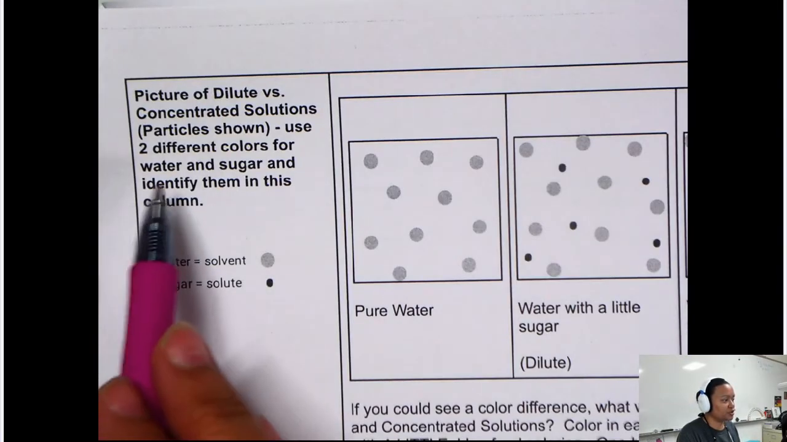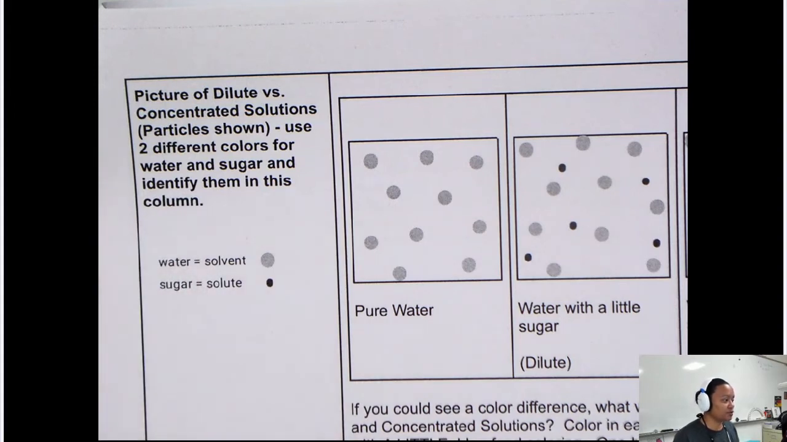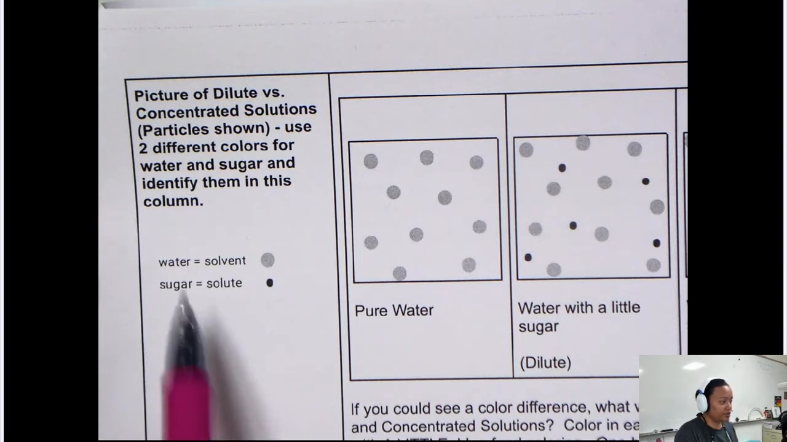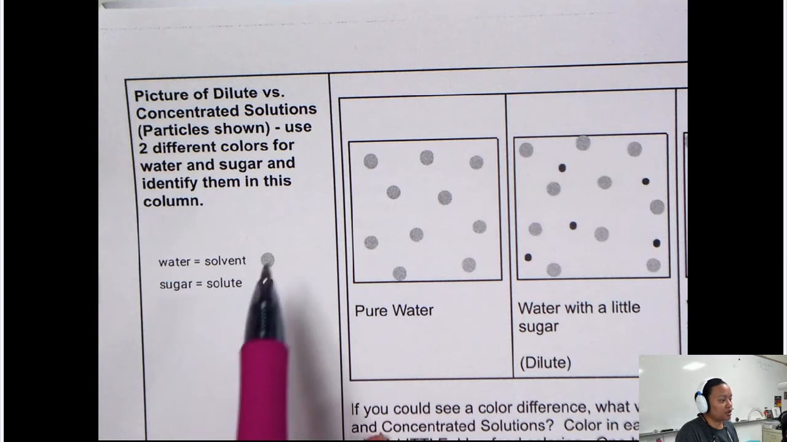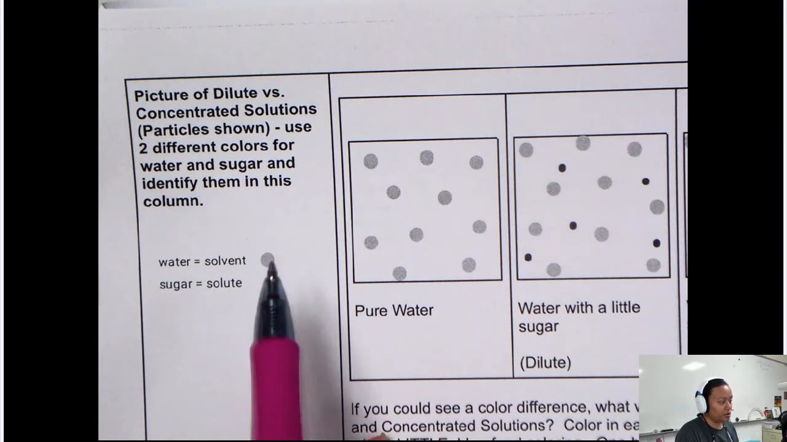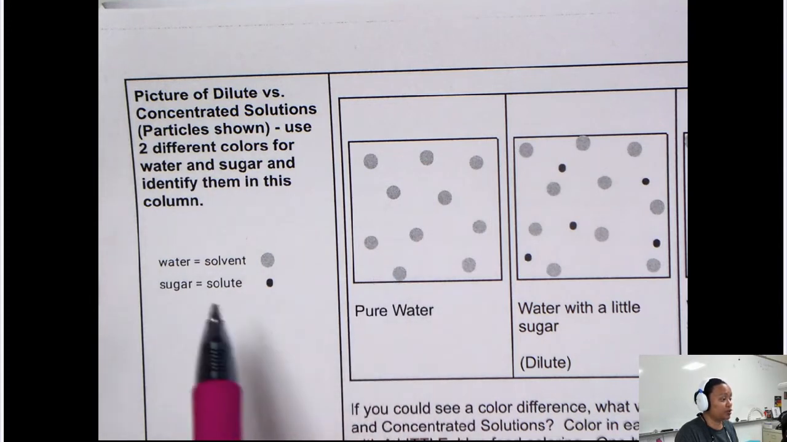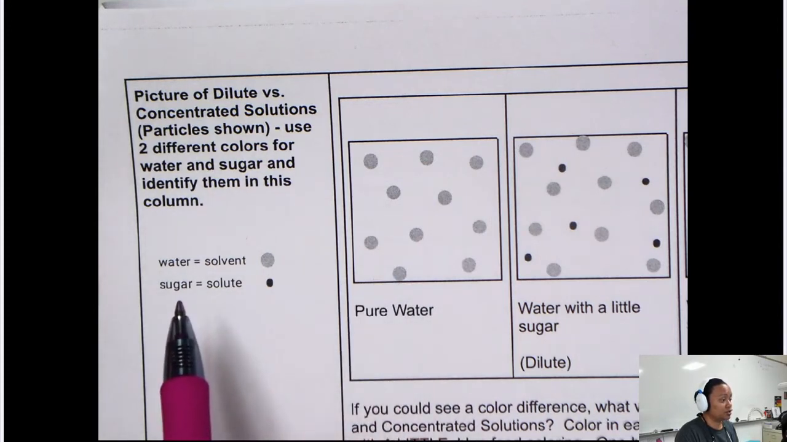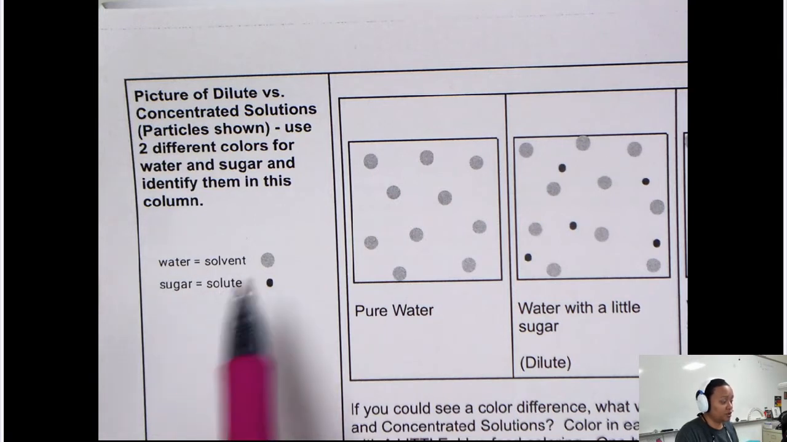So it says here, what you have is a picture of a dilute versus concentrated solution. You're supposed to use two different colors for water and sugar and identify them in the column. So here is basically my key. I was using Cami to do this. So actually this is green and it's larger, so that it's easy to tell the difference between what's water and what's the sugar. And the sugar, the solute, which is being dissolved, I made smaller and it was blue.